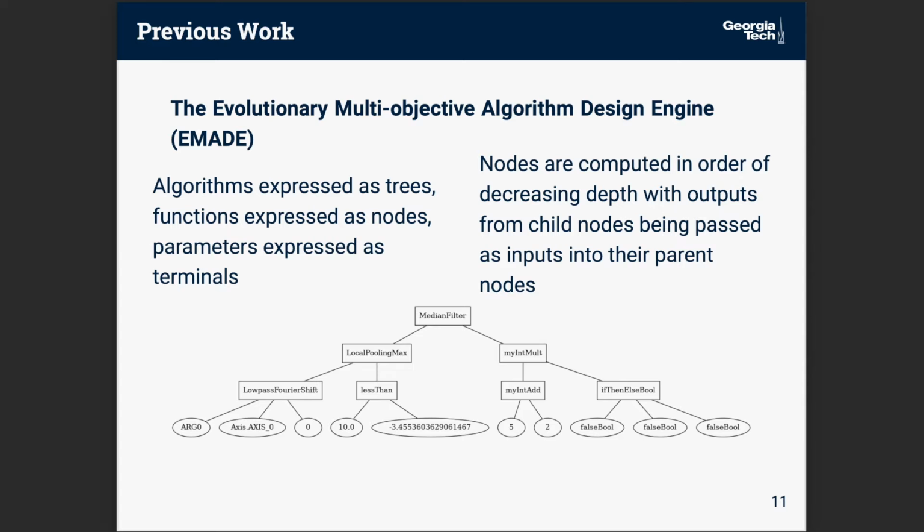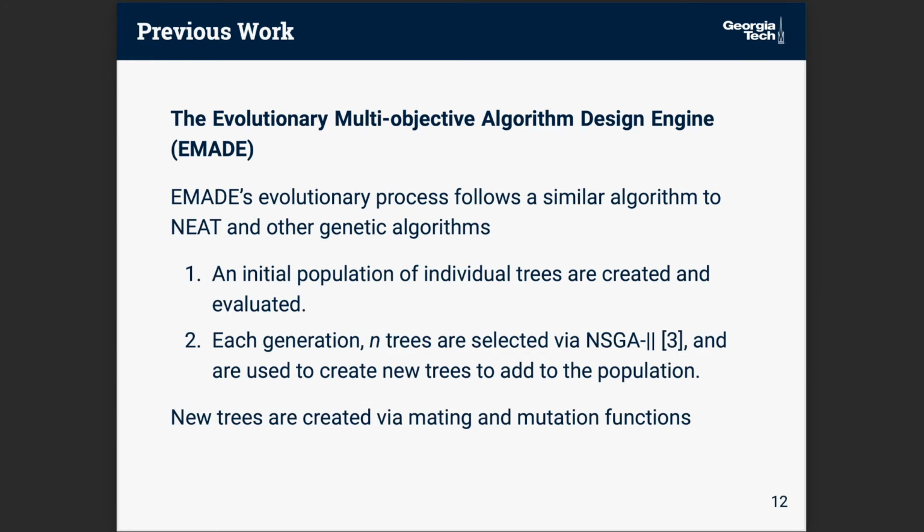Nodes are computed in order of decreasing depth, with outputs from child nodes being passed as inputs into their parent nodes. EMADE's evolutionary process follows a similar algorithm to NEAT and other genetic algorithms. First, an initial population of trees is created and evaluated, and then during each generation, a certain number of trees are selected, and EMADE uses the NSGA-II selection function. These trees are used to create new trees to add to the population, and these new trees are created via mating and mutation functions in a similar way to NEAT.